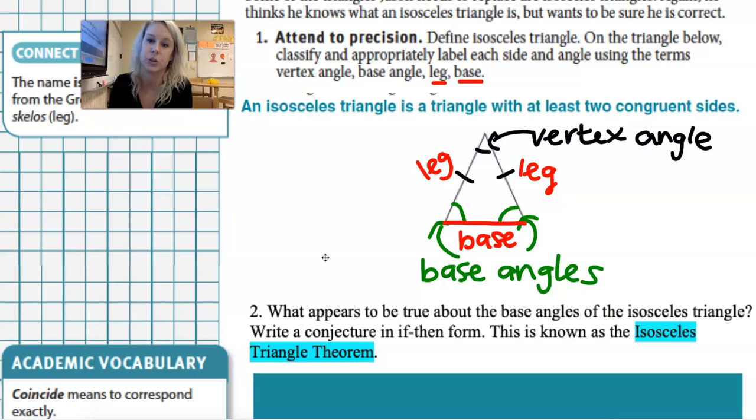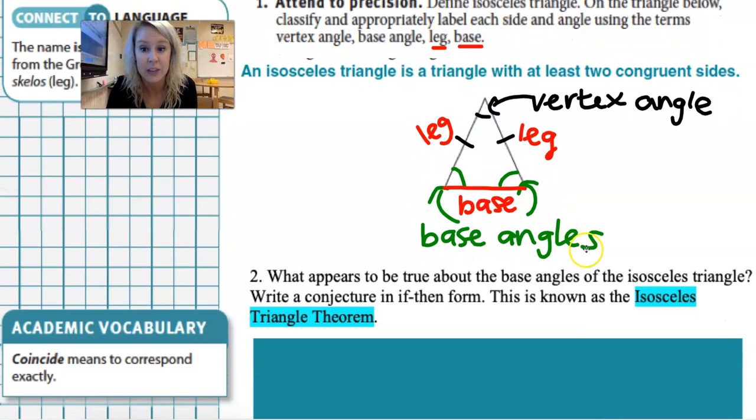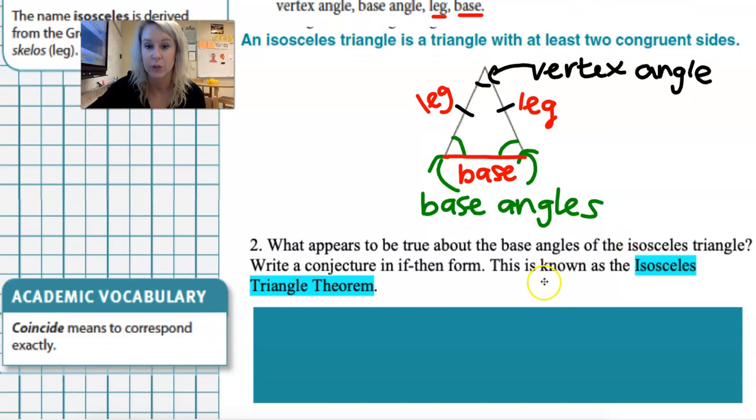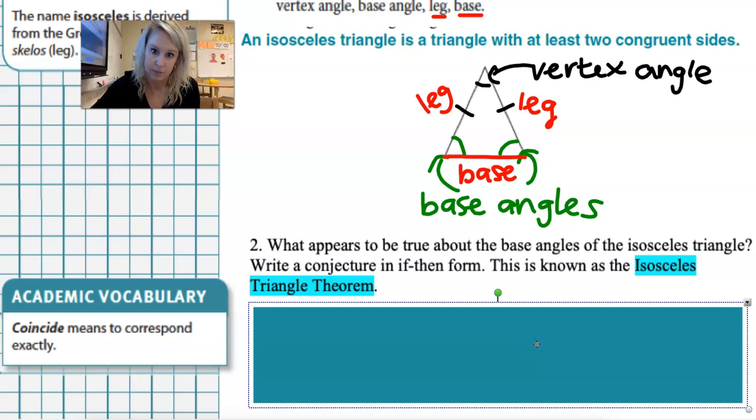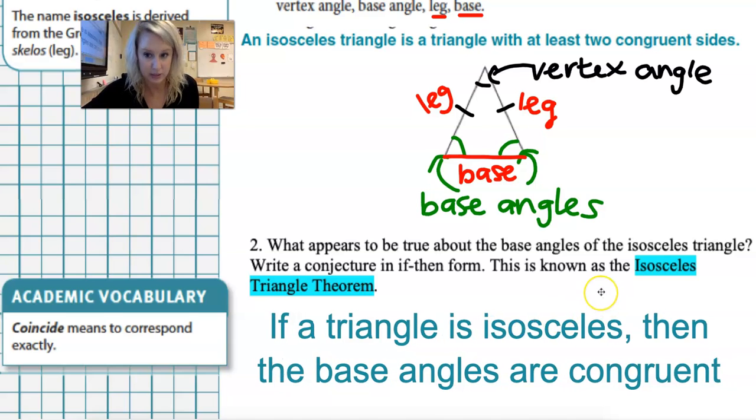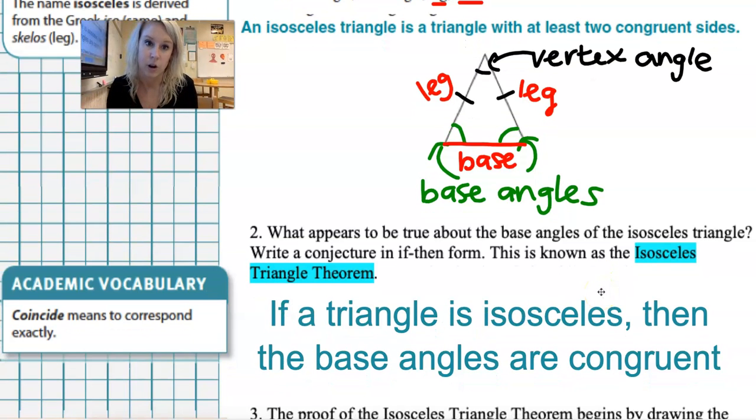But what appears to be true about the base angles of an isosceles triangle, okay? They have the same tick marks. They kind of look the same, and they are the same, okay? So we're going to write an if-then statement known as the isosceles triangle theorem. So if something, then something. If a triangle is isosceles, then the base angles are congruent, okay? So if a triangle is isosceles, meaning that it has at least two sides the same, then I know the base angles are congruent, okay? I'll give you a second to write that down.